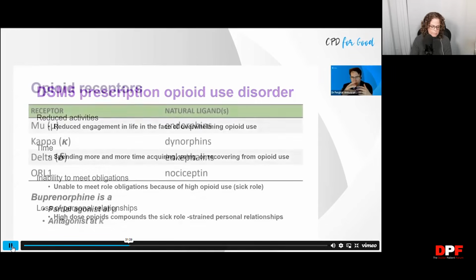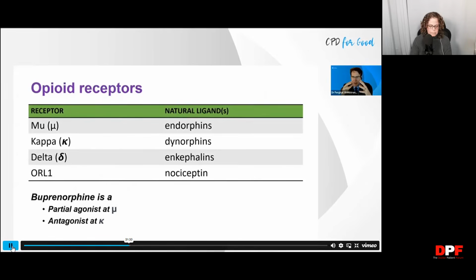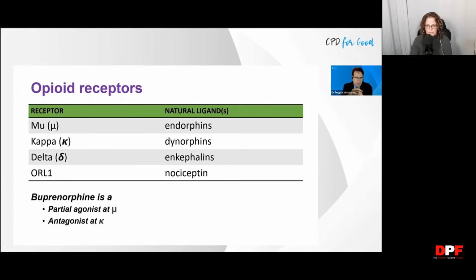So those are just some ideas about how you might tie in the presentation you would see of prescription opioid use disorder into the criteria, the DSM-5 criteria for opioid use disorder. Bearing in mind, you cannot use tolerance or withdrawal to make a DSM-5 diagnosis of prescription opioid use disorder.